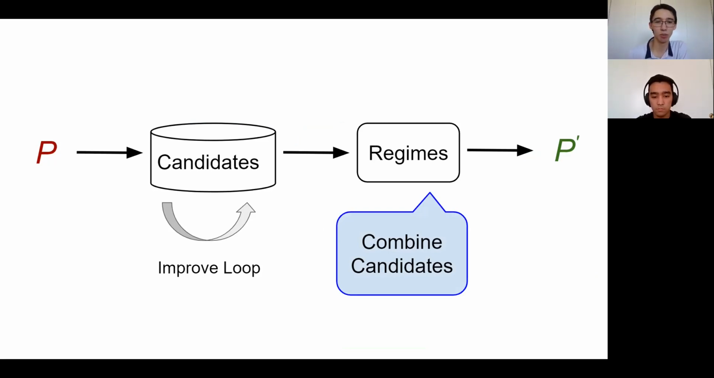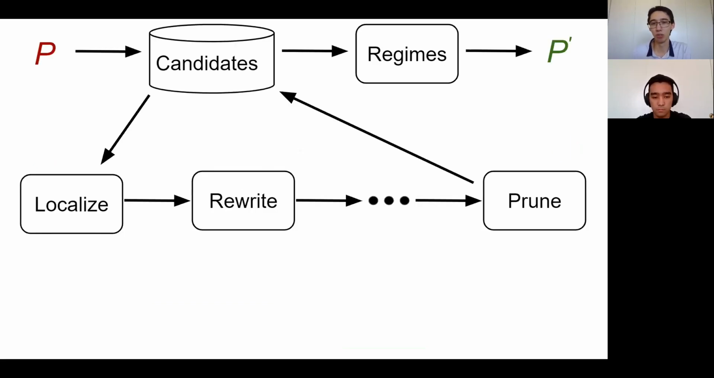So the real reason that Herbie works so well on programs is this improve loop that I mentioned earlier that iteratively improves the candidates in the database. So let's take a deeper look at that. Here I've expanded the improve loop into multiple phases. The first phase is localize. The job of localize is to target high error spots in a program. It does this by looking at each operator and figuring out how much it contributes to the overall error.